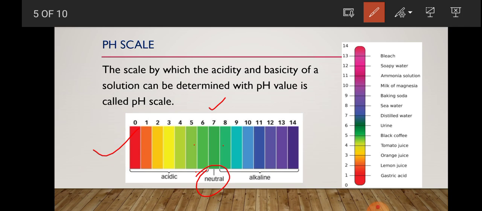And if we add some acid to water, the concentration of hydrogen ion increases due to the dissociation of acid, and the pH of that solution decreases below 7. That means the solution will be acidic if we add some acid to a neutral solution.